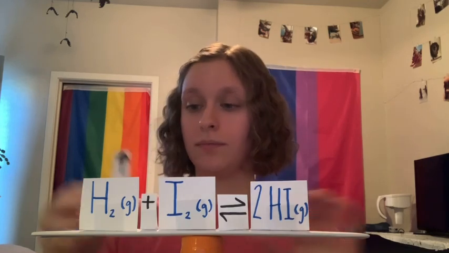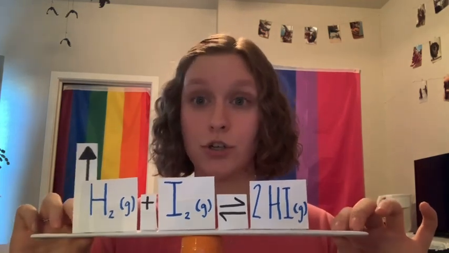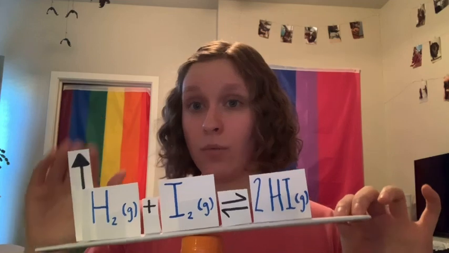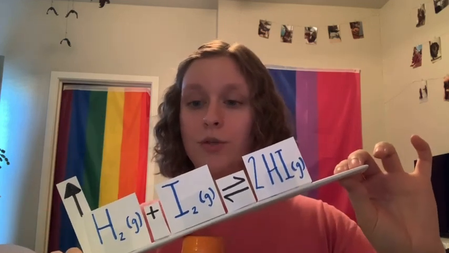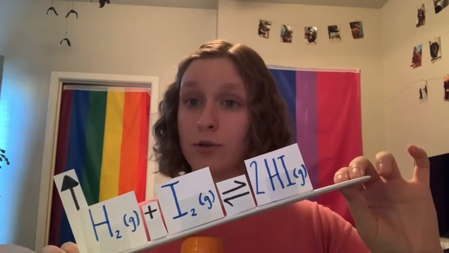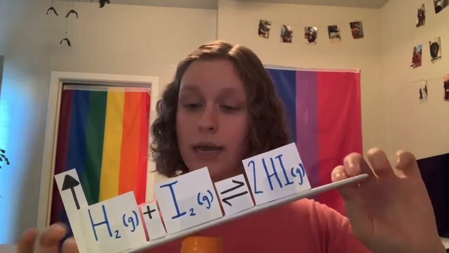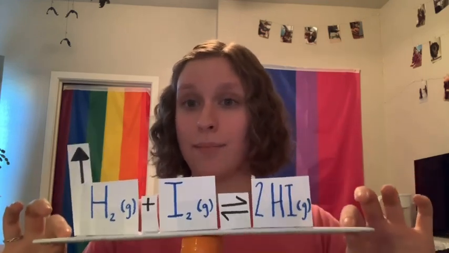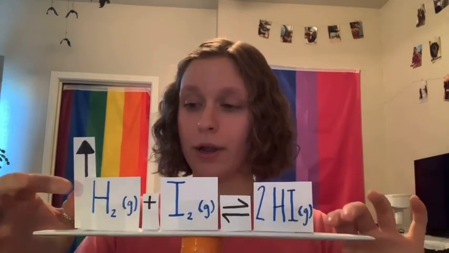If you were to make a change to this weight, for example, by adding hydrogen, that would weigh down this side of the reaction, which means that we have more reactants than we do products. In order to reestablish our equilibrium, we must produce more products by shifting towards the product side, which will level that weight back out and bring us back to equilibrium.